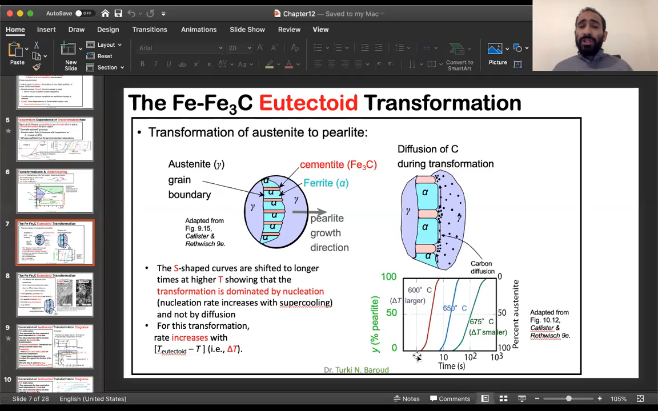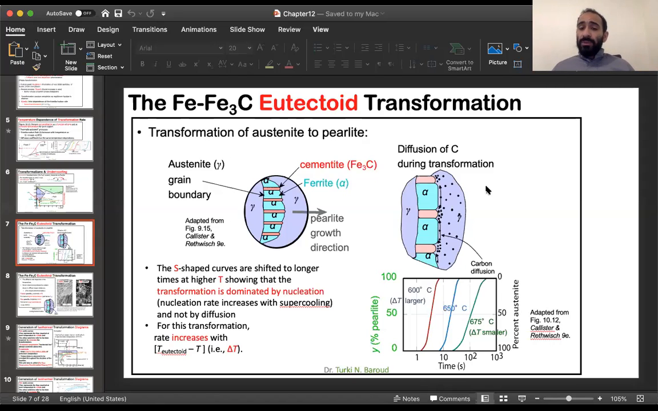But I would like to ask a question, and I would like you to think for, let's say, 5 seconds. If we cool down to a much lower temperature, do you think the nucleation will start faster or slower? Think about it. If you cool down to a much colder temperature, do you think the nucleation is going to start faster or slower? Think about it.